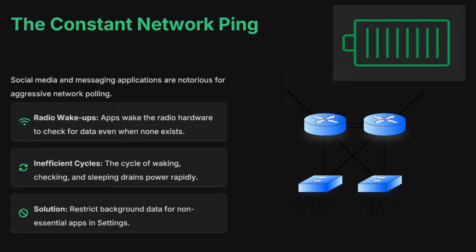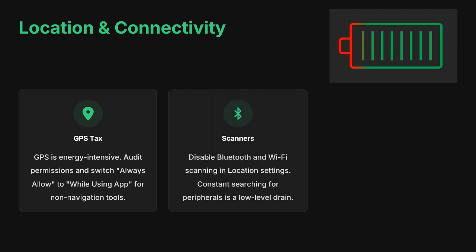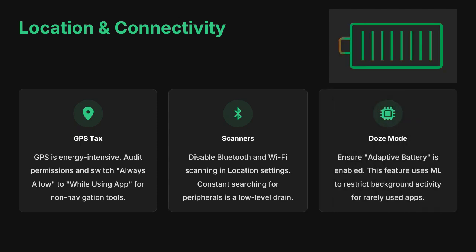Location and connectivity. Other connectivity features pose risks. GPS is inherently energy intensive. Always audit permissions and switch to "while using app" instead of "always allow." Additionally, turn off Bluetooth and Wi-Fi scanners within your location settings, as their constant searching for peripherals adds up to a quite low-level drain. Finally, ensure the system's doze mode is active, allowing the OS to intelligently restrict background activity for apps you rarely use.